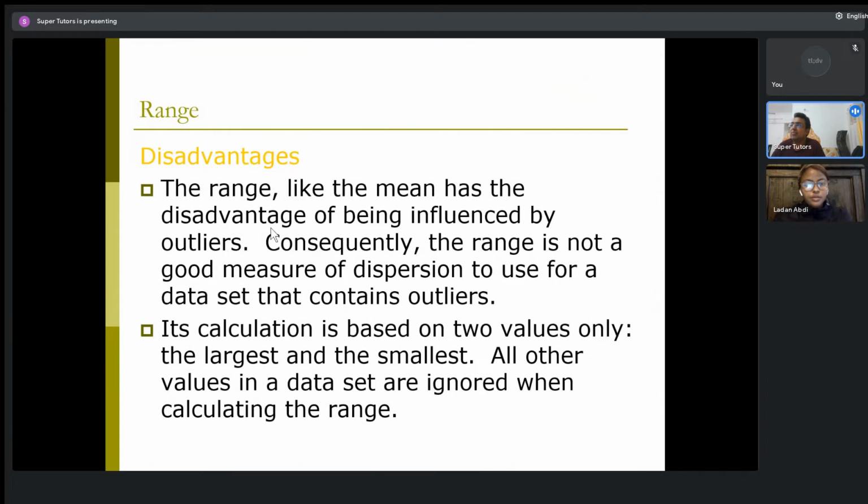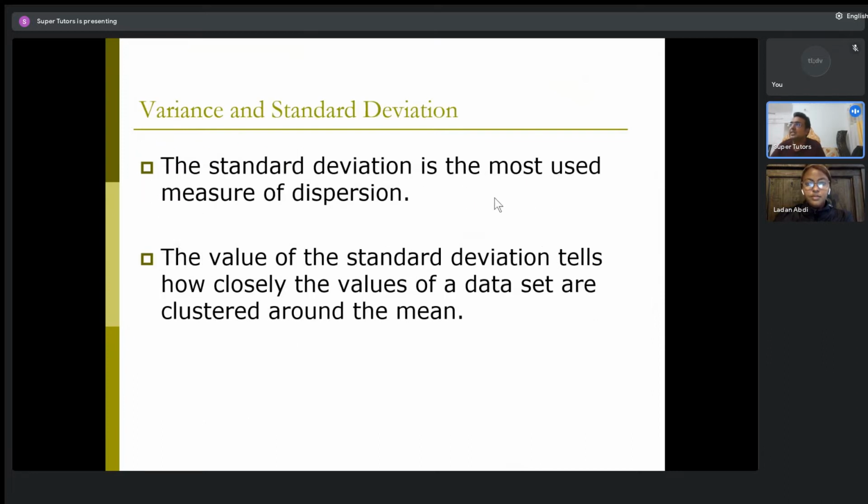But the problem with range is it has the disadvantage of being influenced by outliers. So if there are too big or too small values, then the range will be influenced by that, but it does not give you a good picture of what the rest of the data looks like. So what we look at is essentially called the standard deviation. As you see on the slide, standard deviation is the most used measure of dispersion.